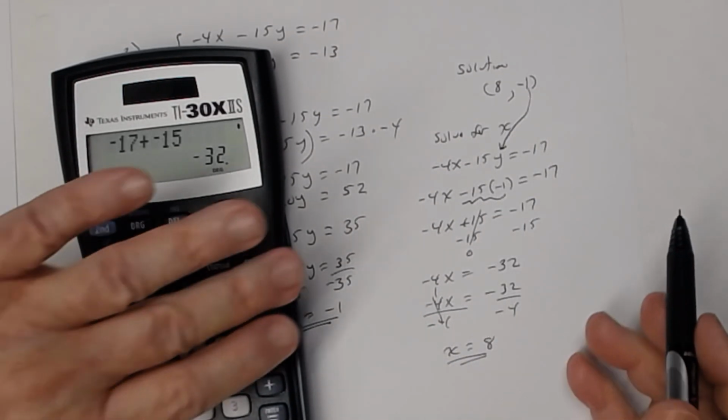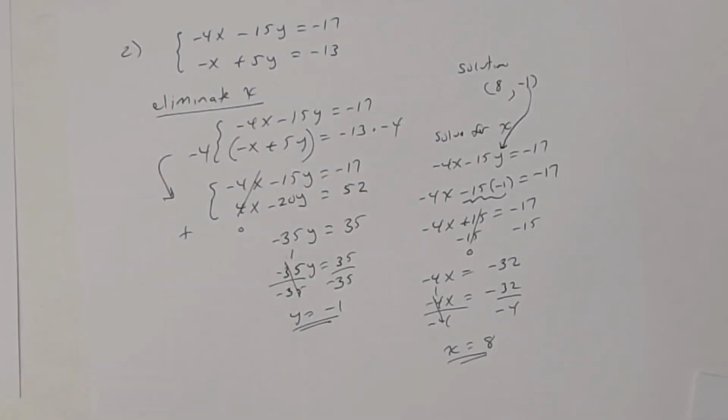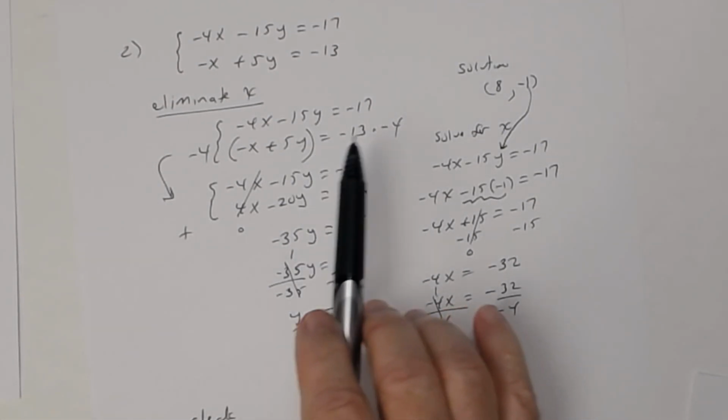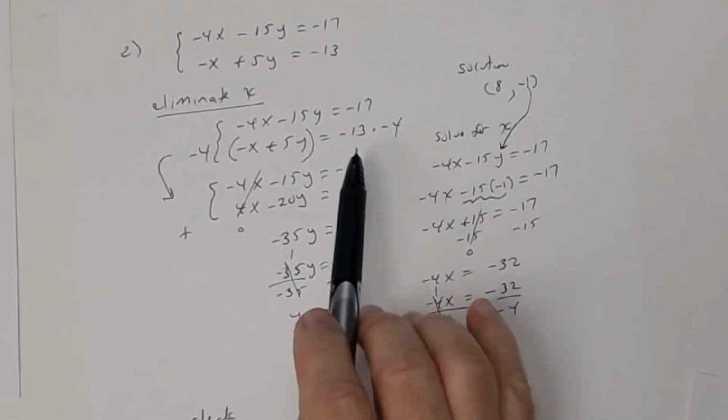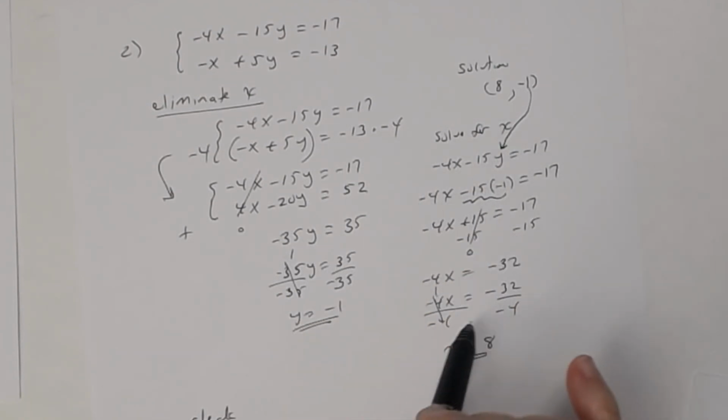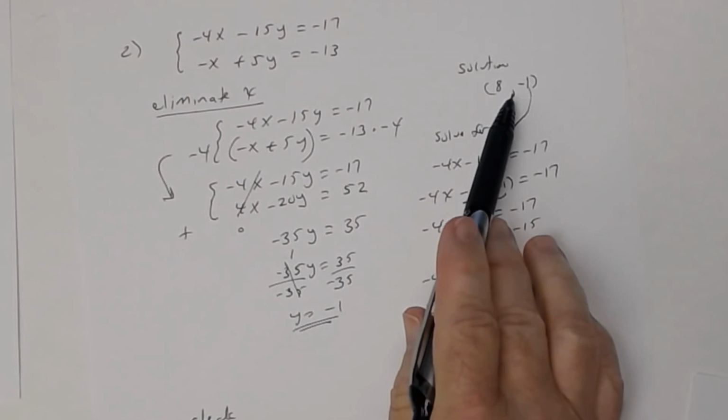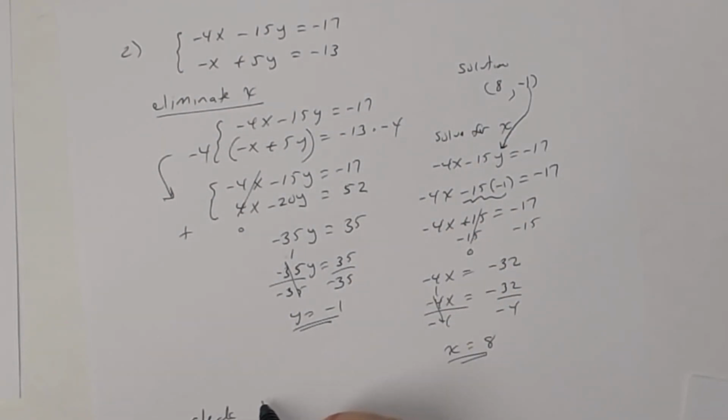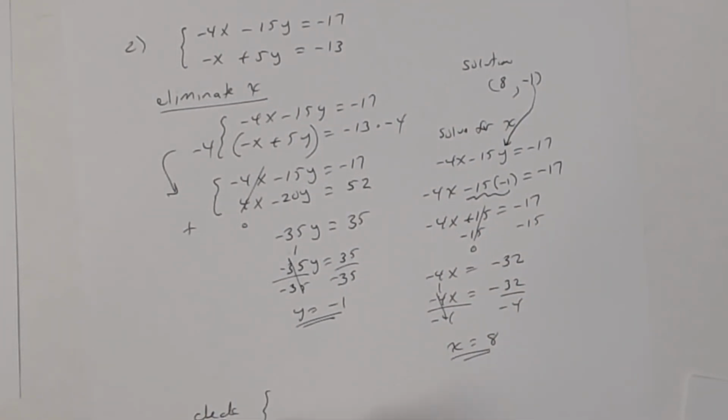All right, let's check this. I just want to show you that you can check this. So let's just check. You don't have to check these. But if you have time, check. Make sure that what you did is correct, that none of this work you did here has an error in it. So let's just check to make sure what I have is correct. So you go back to the original. You always have to go back to the original. Negative 4x minus 15y equals negative 17. Negative x plus 5y equals negative 13.